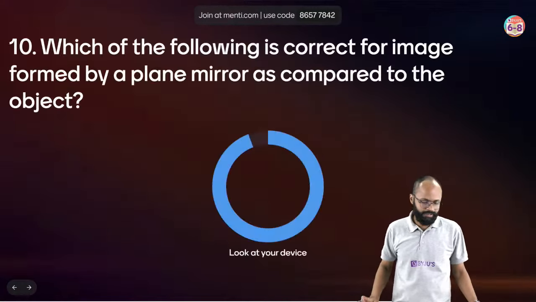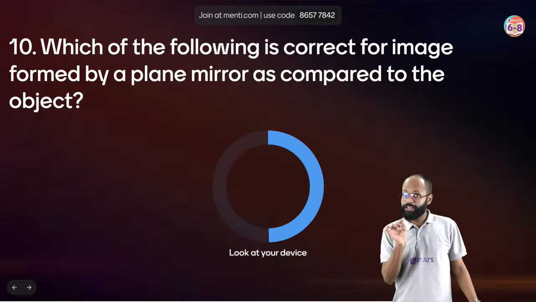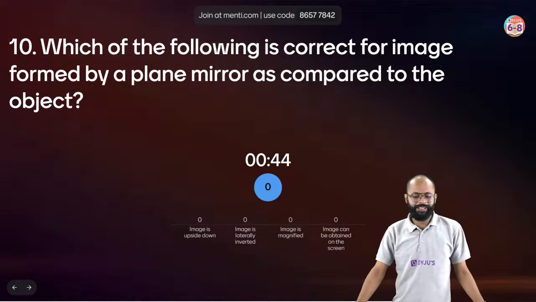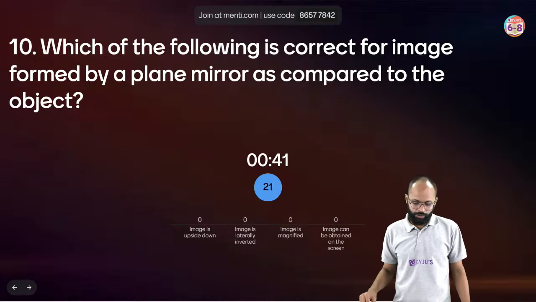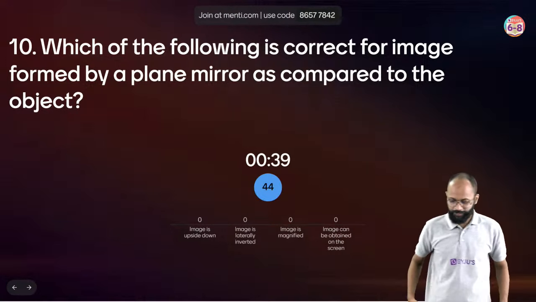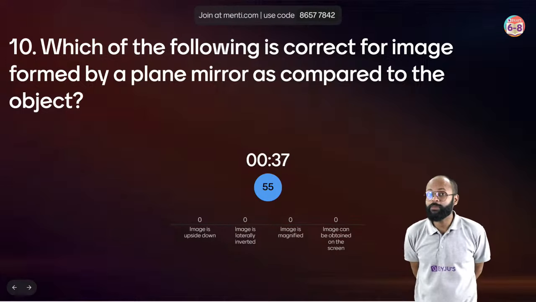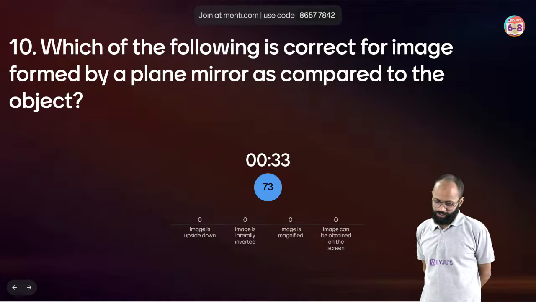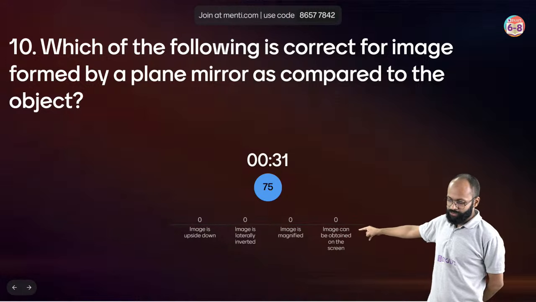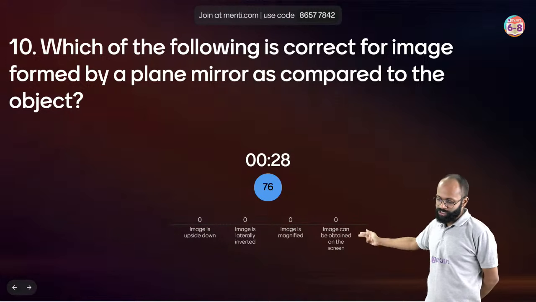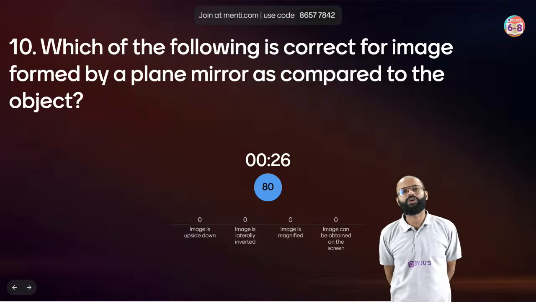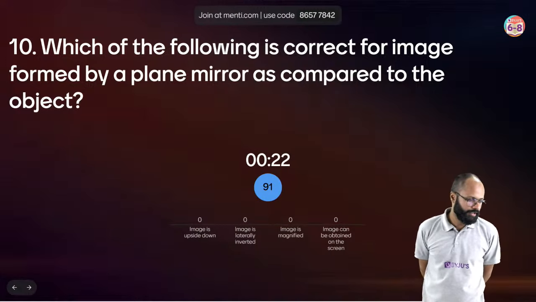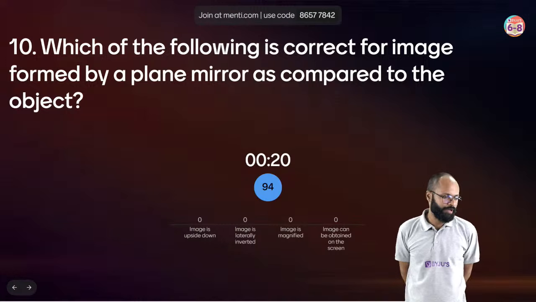Yes. Come on. 10th, last question. Okay. Which of the following is correct for image formed by a plane mirror as compared to the object? Image formed by what? A plane mirror as compared to an object. Image is upside down. Image is laterally inverted. Image is magnified. Image can be obtained on the screen. Hey, come on, yaar. Very, very easy question. Yes. Halwa, good. Khoob halwa khaya Acharan ne.